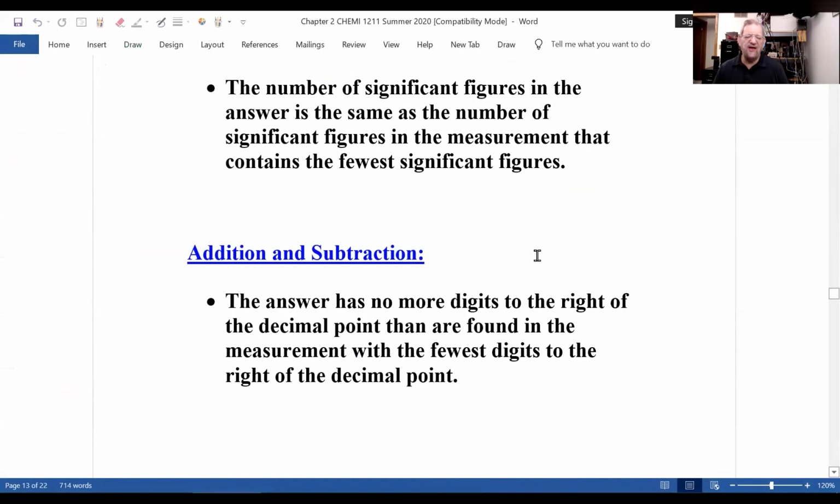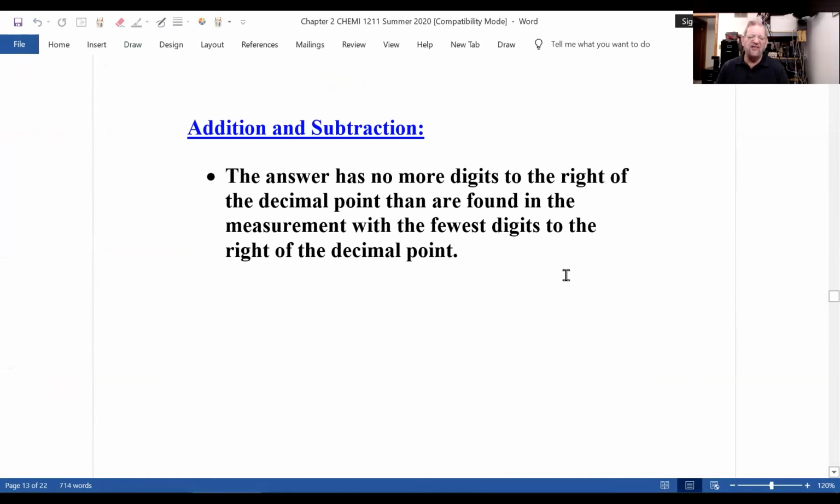All right, let's look at the rules for addition and subtraction. In this class, way later on, you'll be doing addition. I can't think of any subtraction we really do. Now, this one's a little funky. It took me a while to wrap my head around it, but it's the rule, and I can understand now why it makes sense. The answer of an addition or subtraction has no more significant digits to the right of the decimal point than are found in the measurement with the fewest digits to the right of the decimal point. Remember, all digits past the decimal point, 0 or not, are significant.